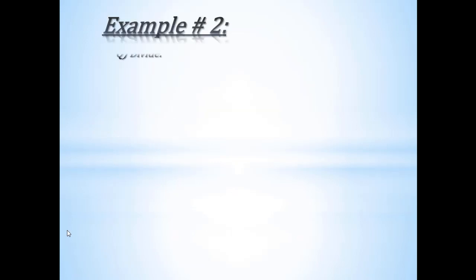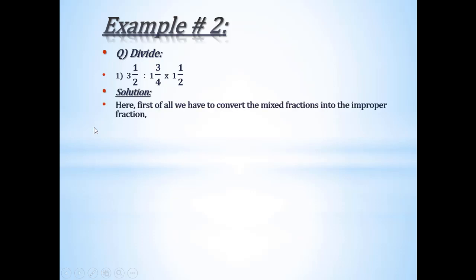Okay, example number 2. Example number 2 is of division. Over here we have already also given the mixed fractions 3 whole number 1 upon 2, and then we have the division sign 1 whole number 3 upon 4 multiply by 1 whole number 1 upon 2. First of all, we have to convert these mixed fractions into improper fractions by the similar process as we have discussed in the previous slide, and we will get these three fractions.